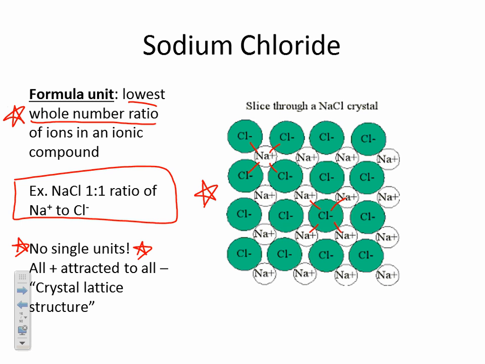Sodium chloride is in a 1-to-1 ratio between sodium and chloride. So we say that the formula is NaCl. It doesn't mean that there's just one Na and just one Cl. It means that they're in a 1-to-1 ratio, because here really it's a whole bunch of Nas and a whole bunch of Cls. And we call this regular repeating pattern a crystal lattice structure. Because it's not random, because it's organized, we call that crystal lattice structure.